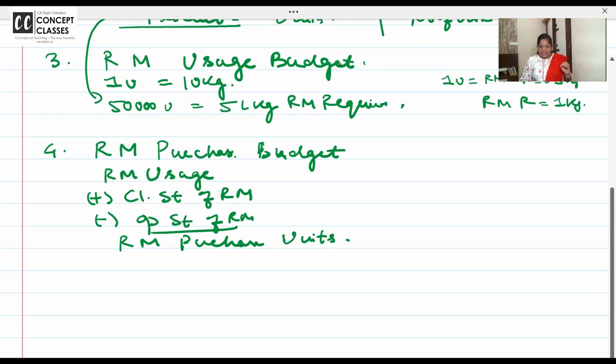For sure you are understanding. Talk to yourself; your pen will flow in the budgeting. Raw material usage: 5 lakh kg has been used. 1 lakh kg I should have in stock. I need 6 lakh. Out of that 50,000 was already there. So I need to purchase 5 lakh 50,000 kg.